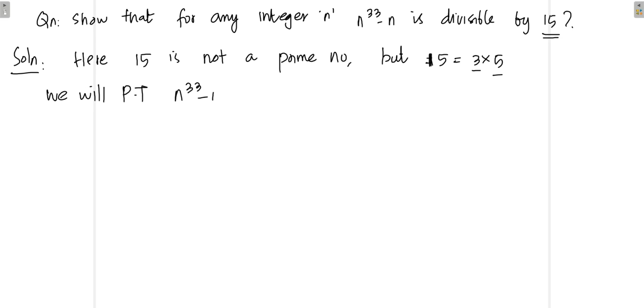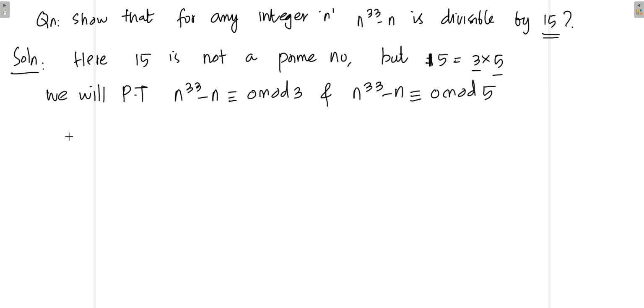So we will prove that n raised to 33 minus n congruent to 0 mod 3 and n raised to 33 minus n congruent to 0 mod 5. ഇത് ഏത് പ്രൈം നമ്പേഴ്സിന്റെ പ്രോഡക്റ്റ് എടുത്തെന്ന് പറഞ്ഞാലും we can do such this. ഓക്കെ, ഇങ്ങനെ തന്നെ ചെയ്ത് നമുക്ക് പോവാം. ഓരോ ഫാക്ടേഴ്സിന്റെയും മൾട്ടിപ്പിൾ ആണെന്ന് പ്രൂവ് ചെയ്താൽ മതി.